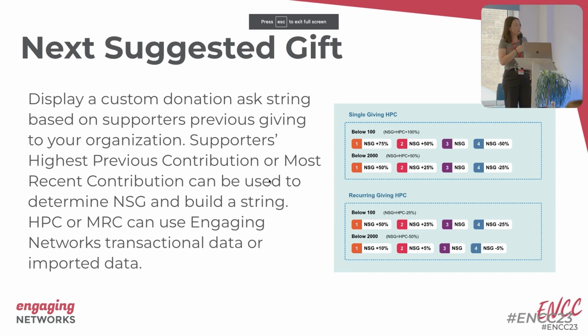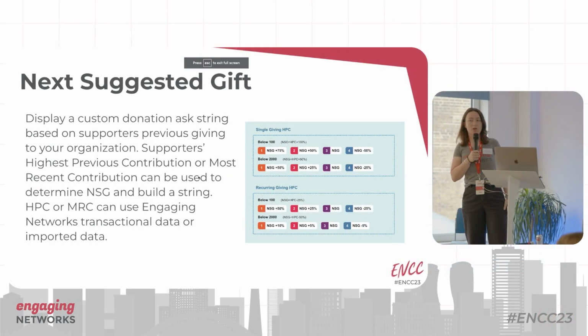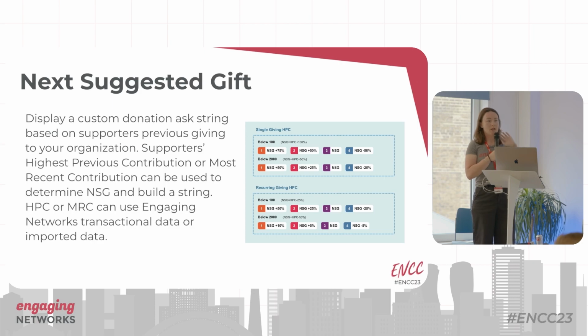All right, so the next thing we're going to have a look at is a feature called Next Suggested Gift. This feature allows you to display a custom ask string to supporters based on prior giving to your organization. You can use a supporter's highest previous contribution or most recent contribution to define that next suggested gift number and then build a string around it.